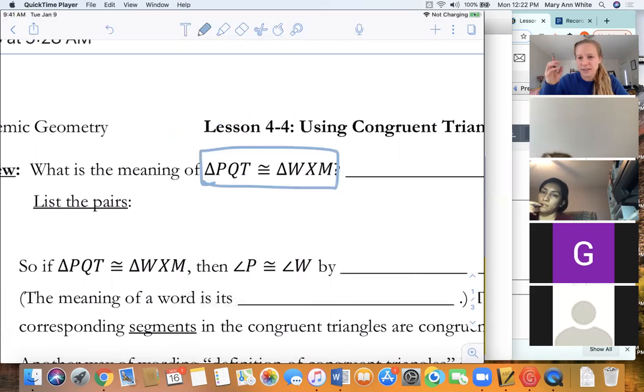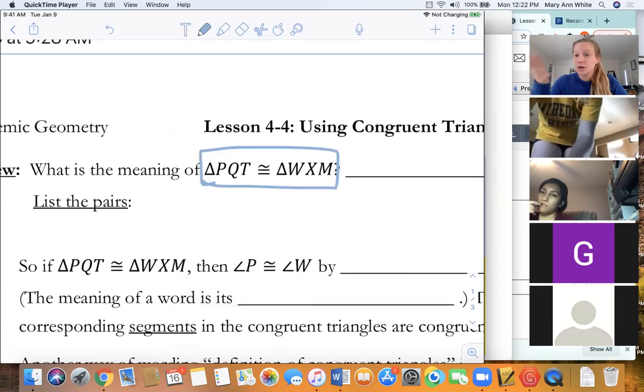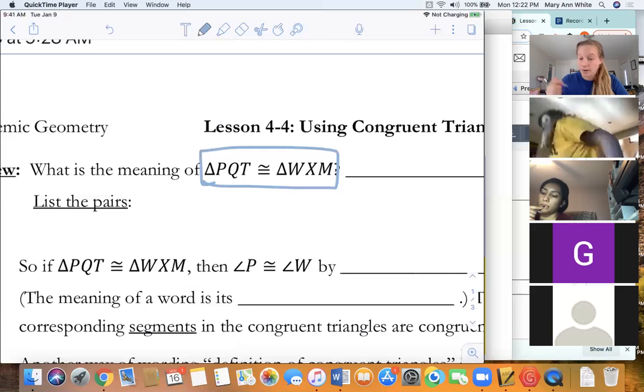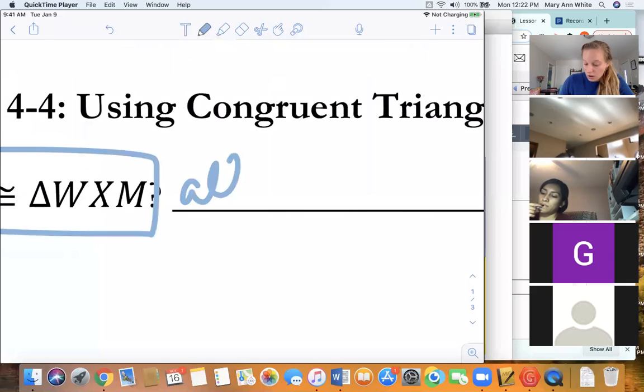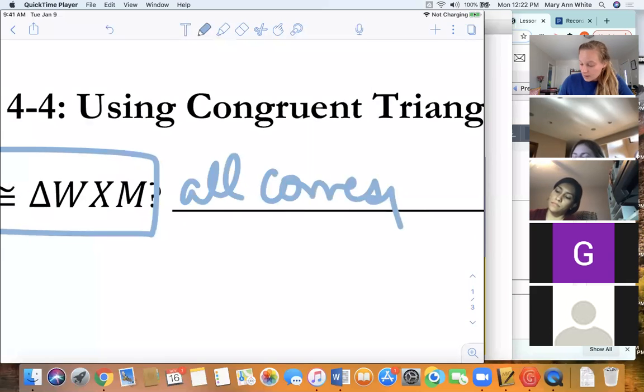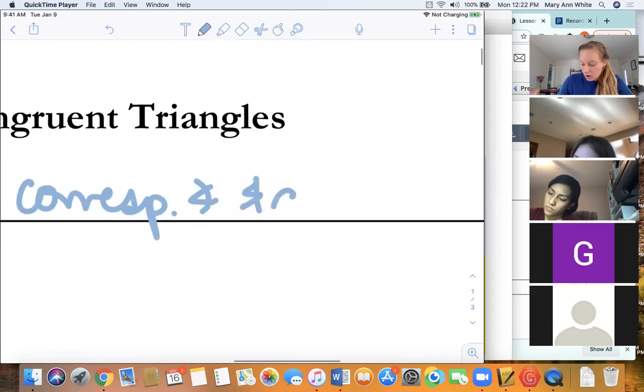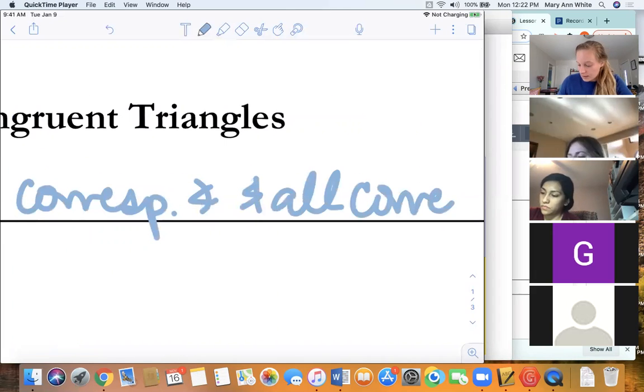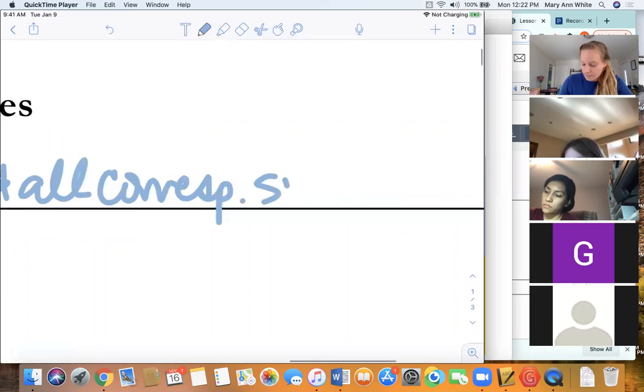I heard someone trying to say a little bit more. What else did I hear? Some sides are congruent. The sides are congruent, and then what else is congruent? Some angles. All of the angles and all of the sides, actually. So I'm going to write: all corresponding angles and all corresponding sides are congruent.